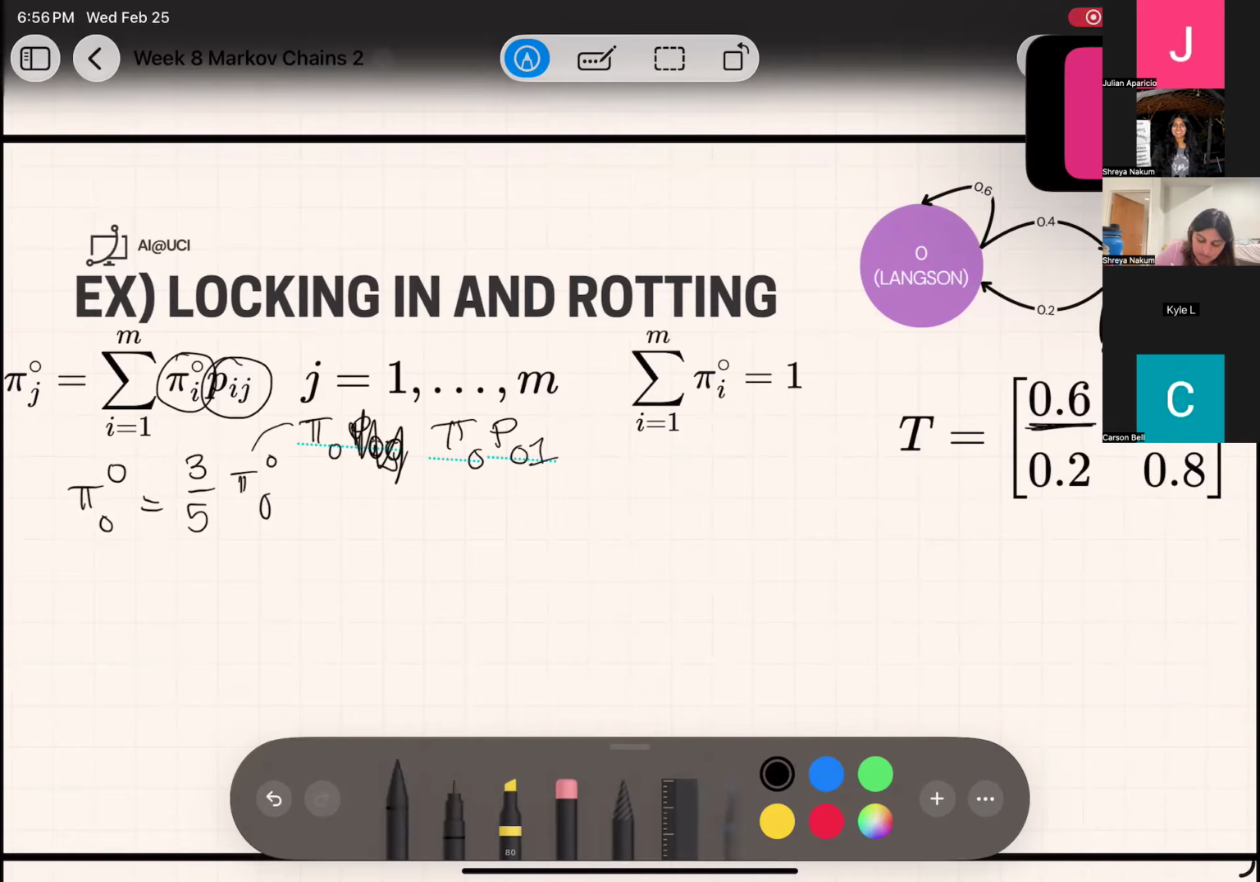So that's here. Now, the other thing you can do if you're in Langston is go to the science library. And another way you can get to Langston is through the science library. So you can go science library to Langston. And this is a probability of 1/5.